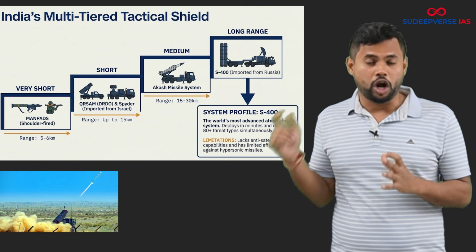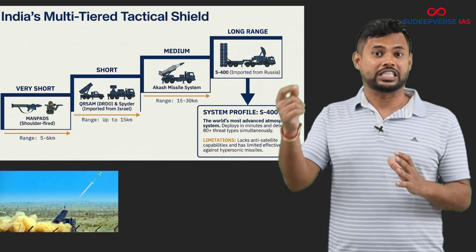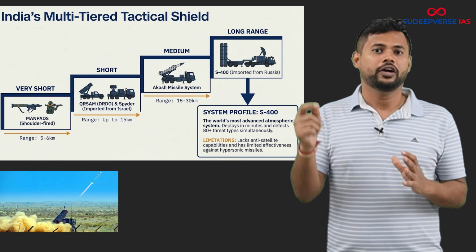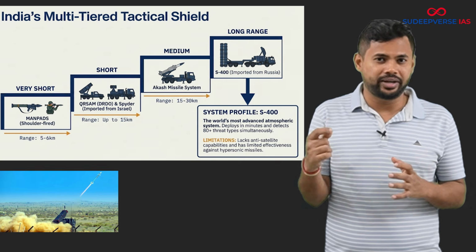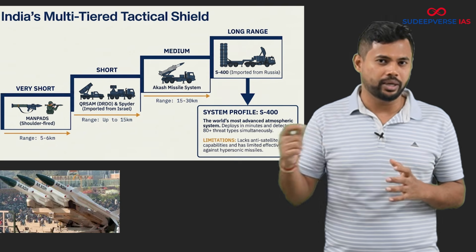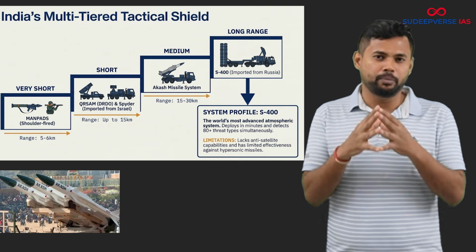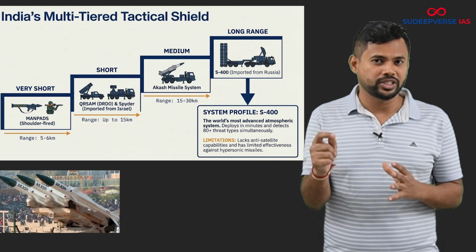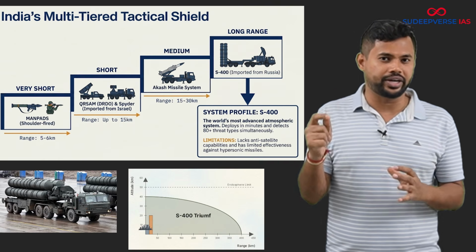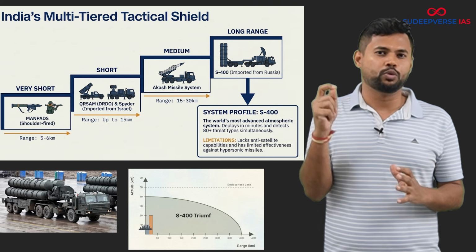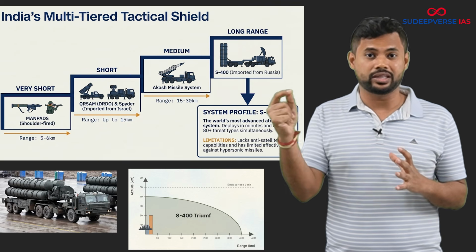The next is the short range. In the short range, the interceptor missile is the Quick Reaction Surface to Air Missile, which is indigenously made by DRDO, or we also have the SPYDER missile which we have imported from Israel. Here the interception is mainly done up to 15 kilometers. The next is medium range. In the medium range the interception happens from 15 to 30 kilometers. The main important interceptor missile is the Akash missile, and the last is the long range, which is protected by the S-400 which we have imported from Russia. This is the most advanced air defense system in the world because it can target multiple aerial threats simultaneously.